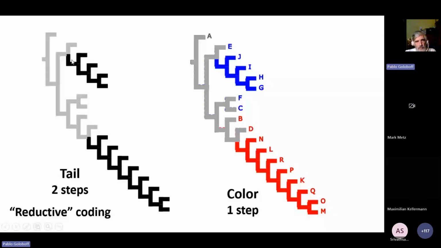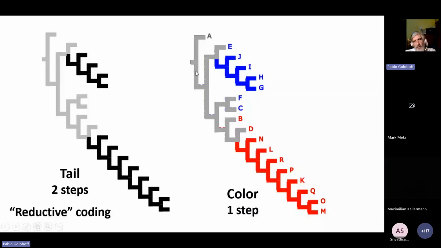The tail here would be evaluated as having two steps. There are two independent originations of the tail, and the color would have one step. You really have no connection if you think of what's really happened, because these branches in here lack tails.